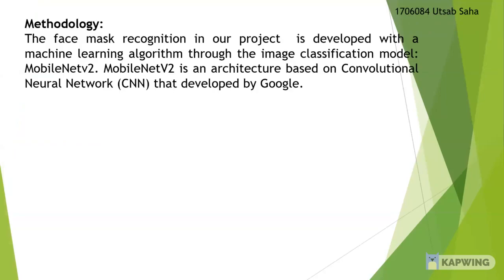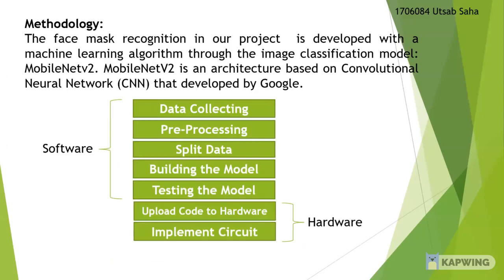So now we'll talk about the methodology. This project consists of two parts, software and hardware. We used a convolutional neural network to perform traditional classification tasks for our software part. This part of the project was developed using a machine learning technique through an image classification architecture named MobileNet V2. Google introduced the MobileNet V2 architecture, which is based on CNN. The associated procedures regarding the software part are collecting the data, pre-processing of the dataset, splitting the data, building and testing the model. In the hardware portion, we uploaded the code to the hardware and implemented the control circuit.